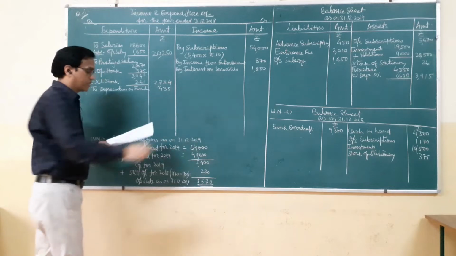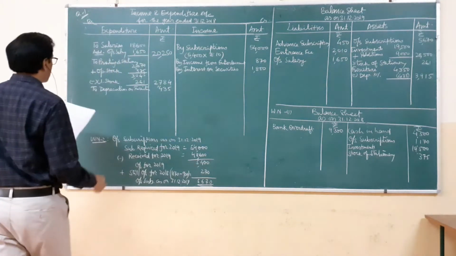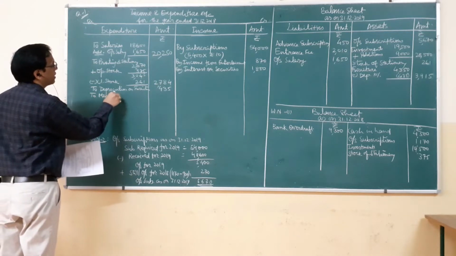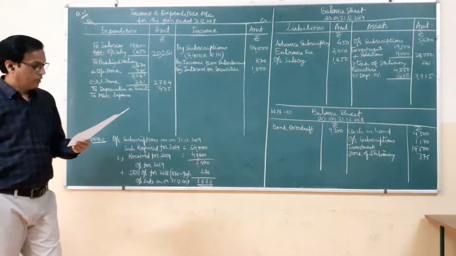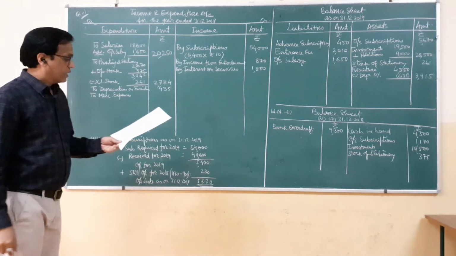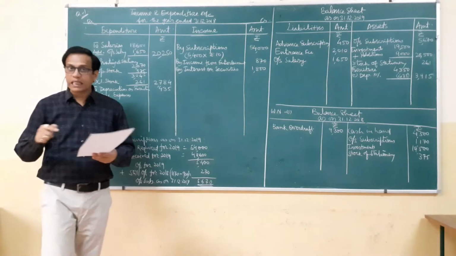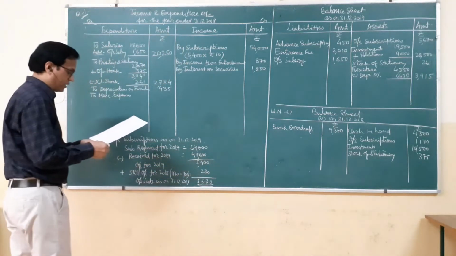435. The next item is miscellaneous expenses. So miscellaneous expenses, we write here, and there is an adjustment for it. Point number 5: expenses accruing on 31st December 2018. That means last year's outstanding 396. So we will subtract it.